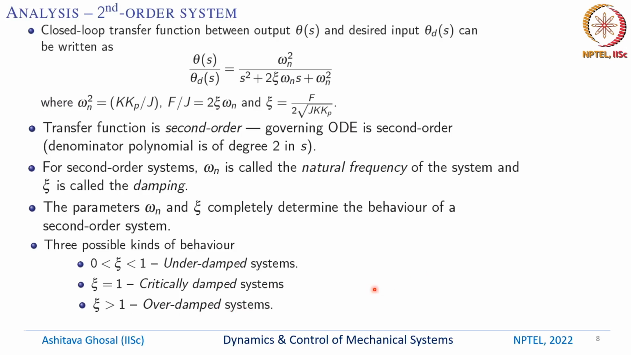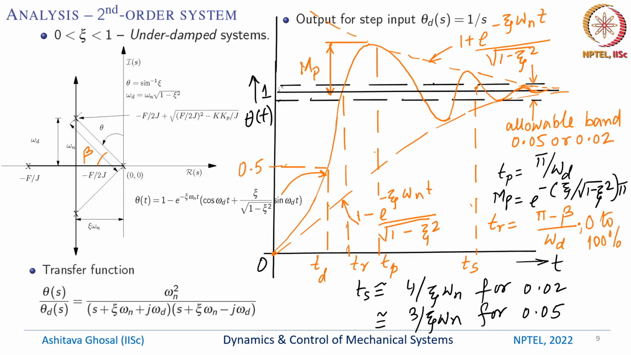Again, those of you who have done any course in vibration, these terms might be familiar to you. So there are three possible natures of a spring mass damper system. One, when it is underdamped, when psi is between 0 and 1, one which is critically damped, and one which is overdamped. So let us continue with the second order system. We are looking at the case when 0 is less than psi is less than 1. This is the case of the underdamped system where the damping coefficient lies between 0 and 1.